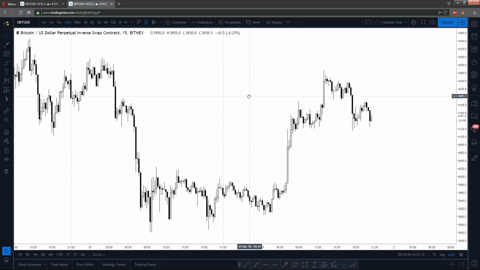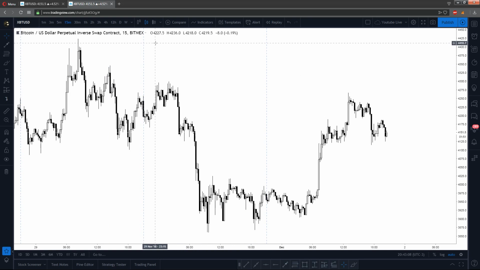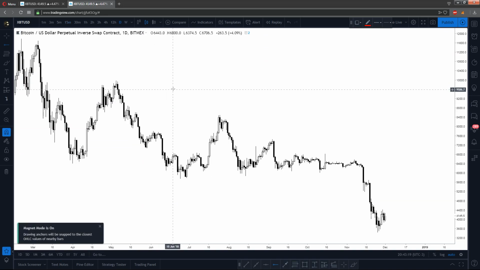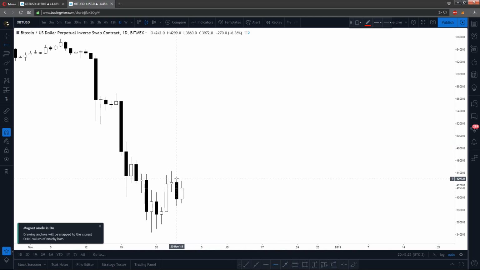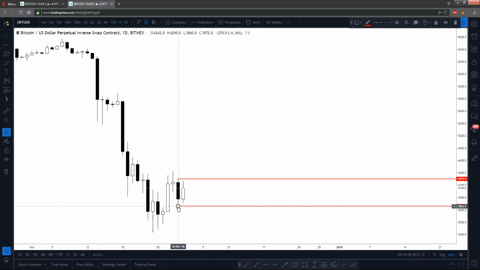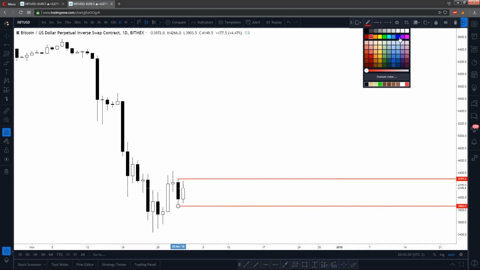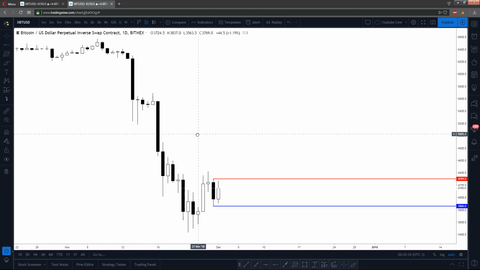I typically look at a 15-minute or a 30-minute for this technique. Very, very simple. First thing we're going to do, we're going to grab the high of the previous day. Make sure you're in magnet mode. Go to the daily. We're going to grab the high of the previous day. We're going to grab the low of the previous day. For the high I use red, for the low I use blue. And then we are also going to turn off magnet mode.